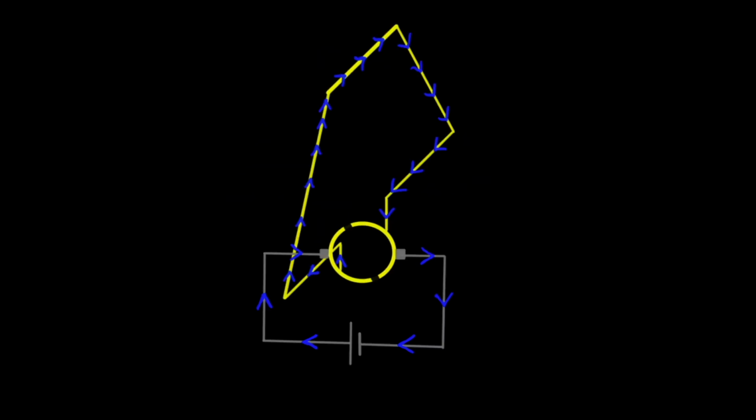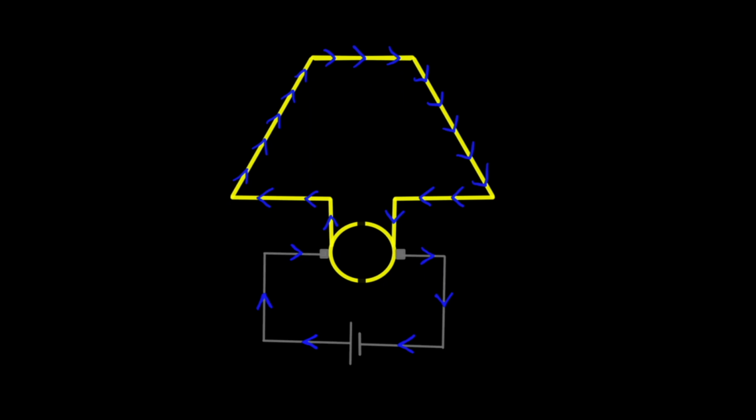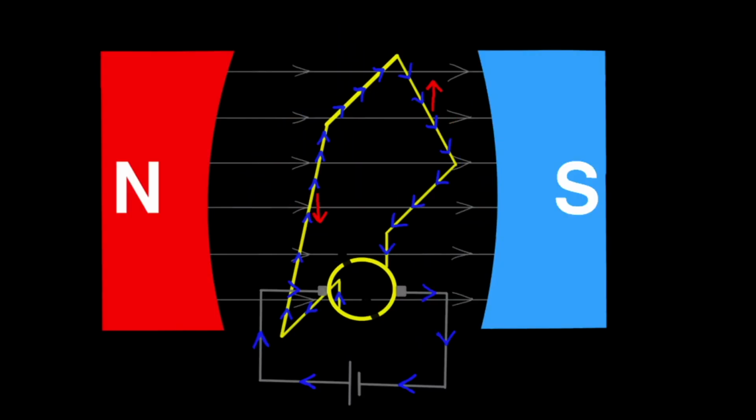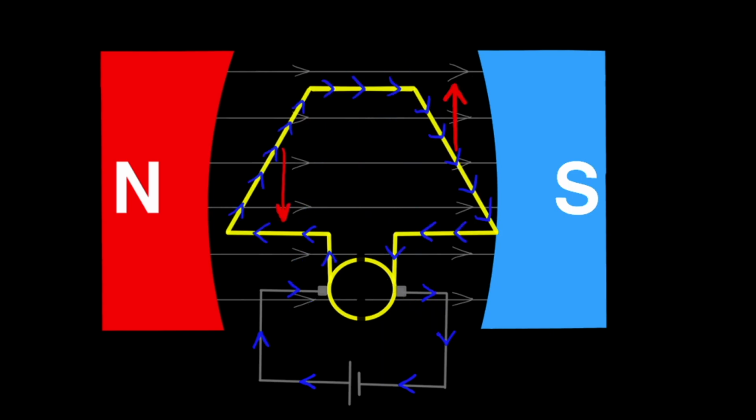In turn, this ensures that each side of the loop is always experiencing a force in the same direction, allowing a 360-degree rotation to occur. Combining everything we've learned in this video, we're now in a position to fully explain how an electric motor works, and how it's able to turn electrical energy into useful rotational kinetic energy.